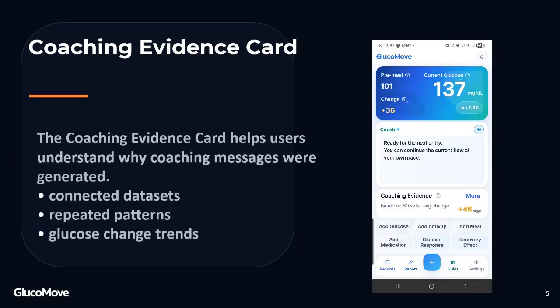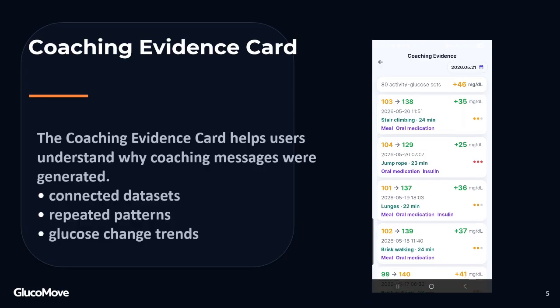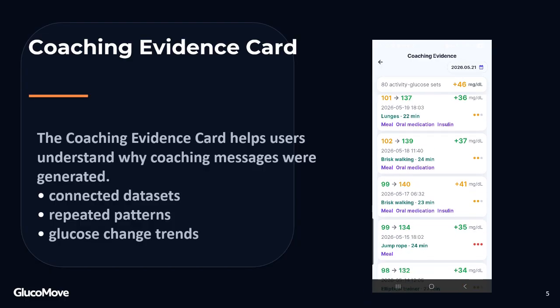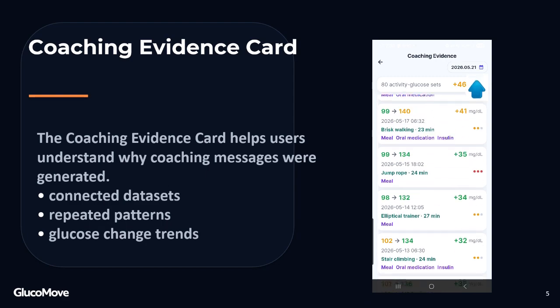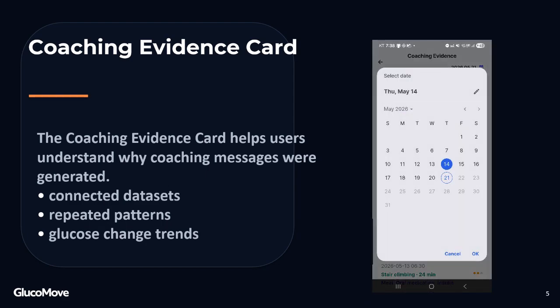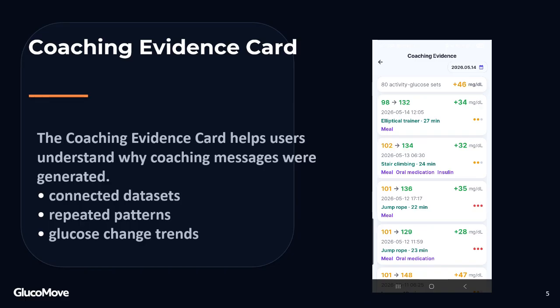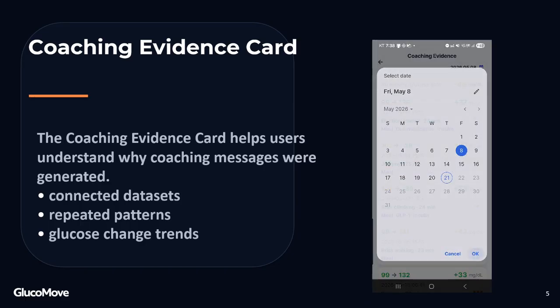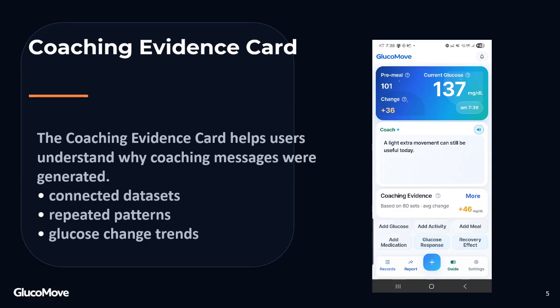Coaching in GlucoMove is designed to be connected to visible evidence and repeated patterns. Instead of showing unexplained recommendations, the coaching evidence card helps users review why a coaching message appeared. For example, the app may identify repeated meal responses, recovery delays, or recurring glucose trends associated with certain behaviors. The goal is not to create hidden analysis. The goal is to help users better understand repeated patterns through transparent context.